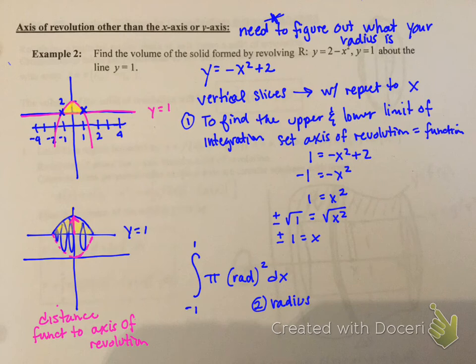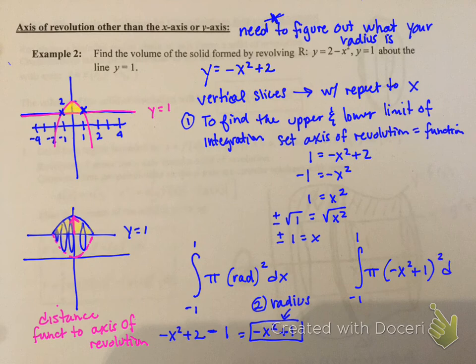So if I do that, the distance of the function to the axis of revolution is going to be the function negative x squared plus 2, and then I'm going to subtract the line y equals 1. That'll give me the distance from that axis out to my function. Okay? So if I do the math, I get negative x squared plus 1. This is my radius. Okay? So I'm going to integrate from negative 1 to 1 pi times negative x squared plus 1 squared dx.